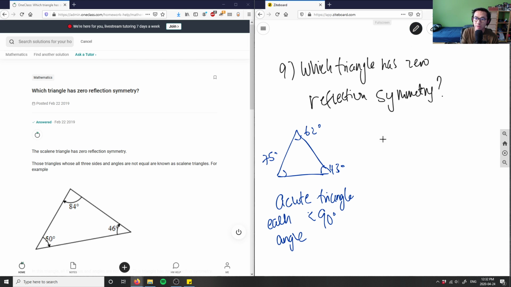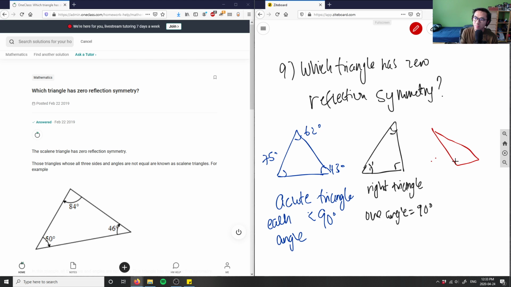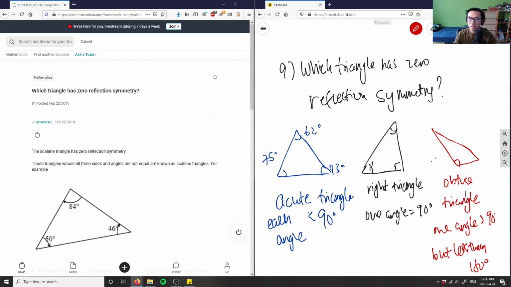I can also have a special triangle called a right triangle that we're very, very familiar with. Here, this is a right triangle, and it says that one angle equals 90 degrees. And the rest of these guys, it doesn't really matter which one these are. I have something called an obtuse triangle. So if I had something like this, this here is an obtuse triangle. Basically, I have one angle that is greater than 90 degrees, but less than 180 degrees, right?